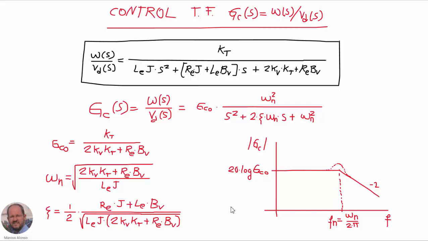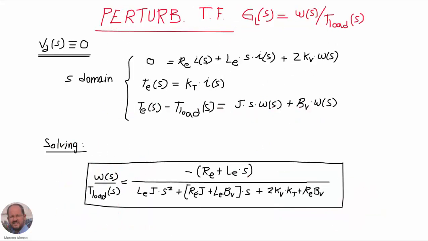So with these expressions, we can do the representation, and it will be as shown here on the right. We will have a second order system with the DC gain, the cutoff frequency given by the natural frequency of the system, and of course we will have some kind of second order response depending on the value of the damping ratio.